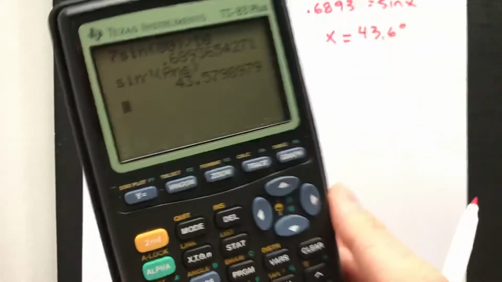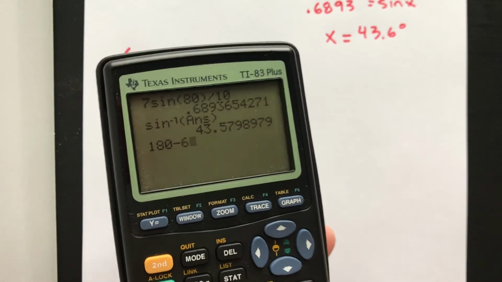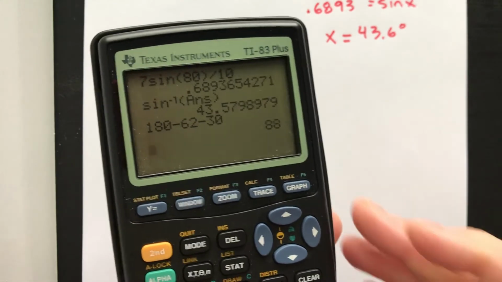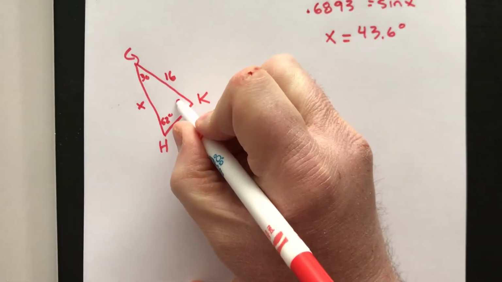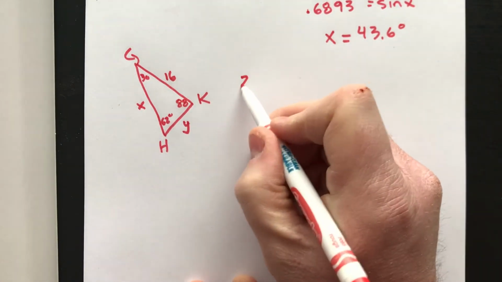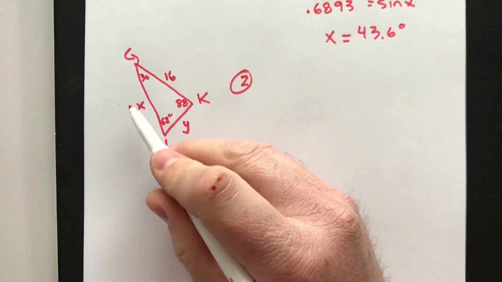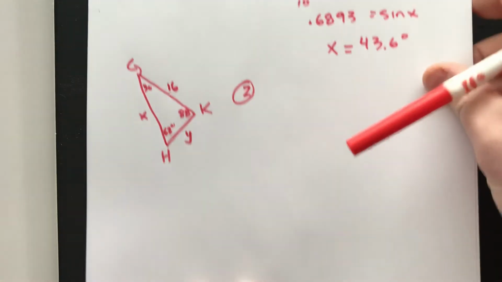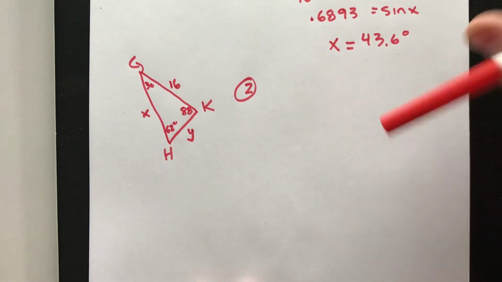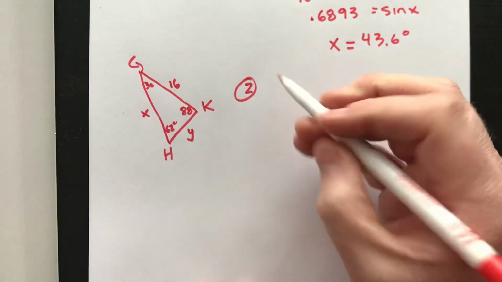I'm just going to take 180 minus 62 minus 30. I get 88. So I know that this angle is 88. So problem number 2 says, what is x? So we're solving for x. So now we're solving for a side length, where up here we were solving for an angle measure. So here we're solving for x. Well, because we're solving for x, the angle that's opposite x is 88.